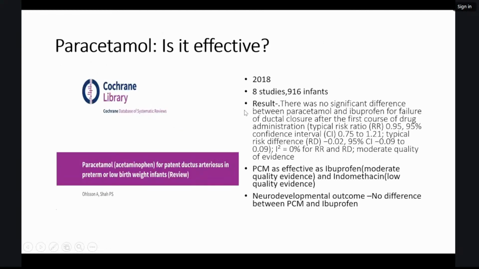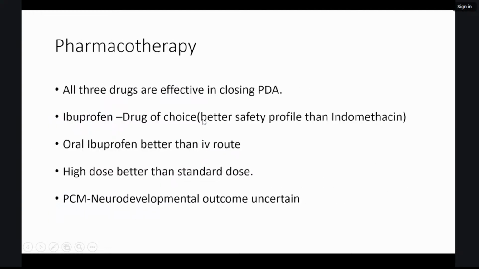So paracetamol is effective. This is again a Cochrane review for patent ductus arteriosus in preterm and low birth weight infants, done in 2018. They have shown that PCM is as effective as ibuprofen and indomethacin. Neurodevelopmental outcome: no difference between PCM and ibuprofen. So pharmacotherapy: all the three drugs are effective in closing PDA. Ibuprofen is the drug of choice, with a better safety profile than indomethacin.